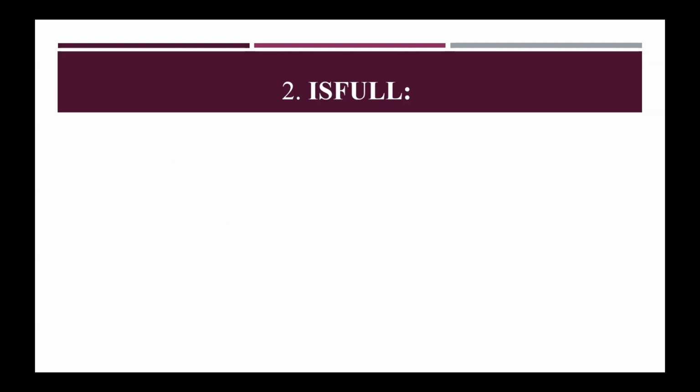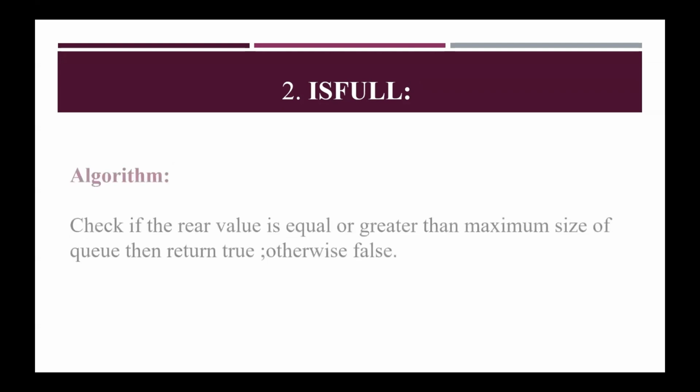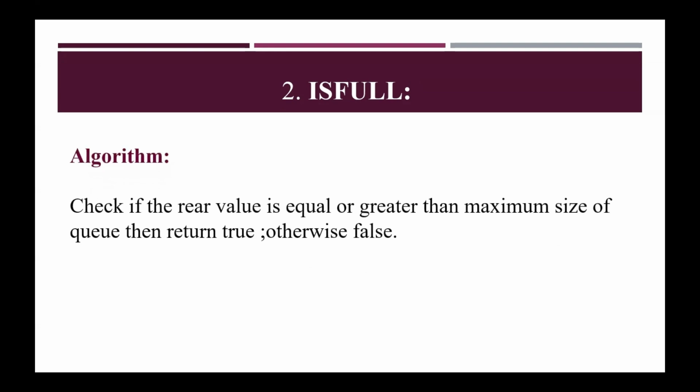The next operation we have to perform is isFull. IsFull means we want to check whether our queue is full or not. For example, this is our queue. Elements are stored inside the queue. This is front, to delete an element, and this is rear, to insert the value. Check if rear value is equal to or greater than the maximum size of the queue, then return true, otherwise return false. IsFull means we are going to insert the data.